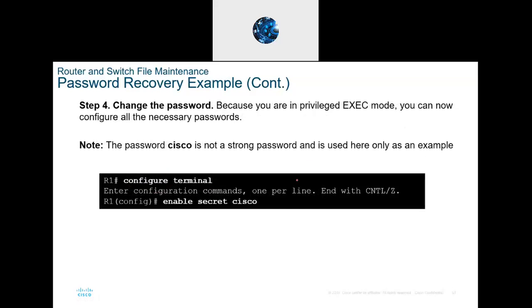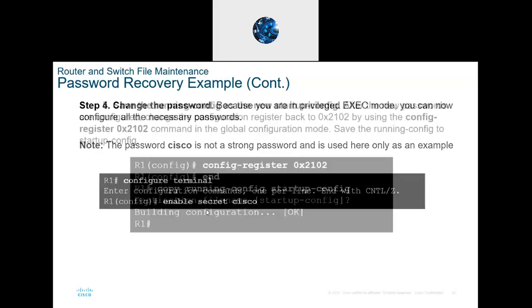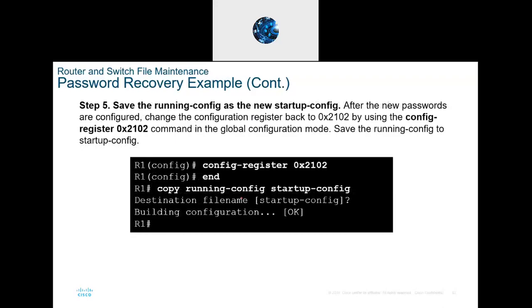So by the time you do that, you have copied what is in the NVRAM into RAM. You now configure a new password, because right now, your backup configuration, which is the NVRAM, is now in your RAM. You now configure a new password and save the new password. But before you save, let's see what you need to do.